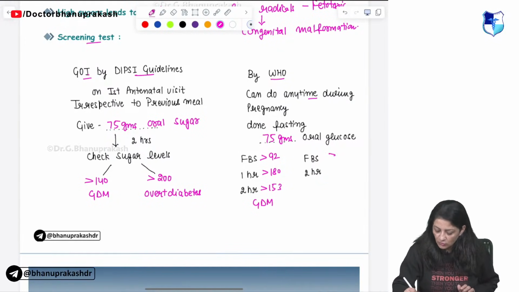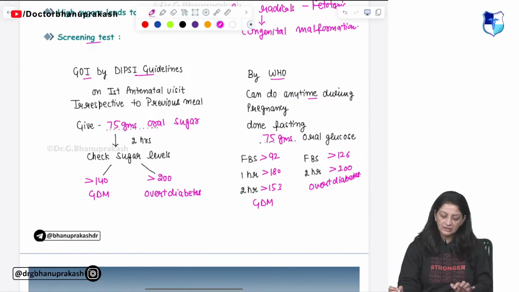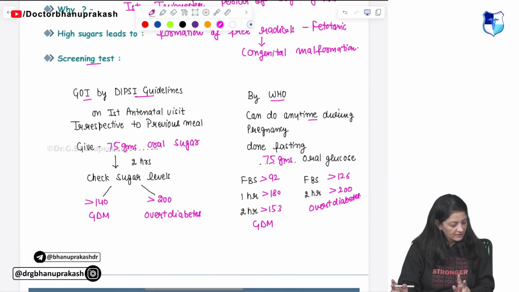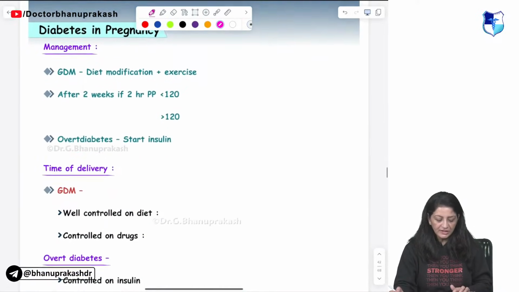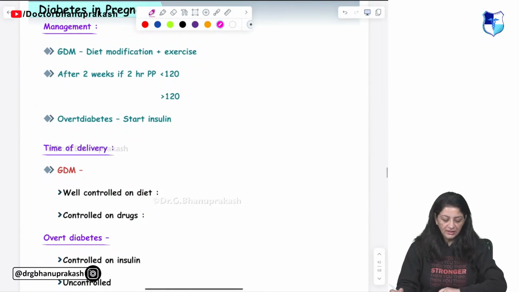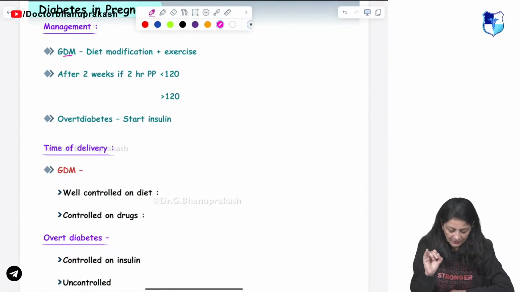If the fasting is more than 126 and 2 hours is more than 200, it means this is a case of overt diabetes. Clear? Screening, 2 tests are important. Okay. Now, management. GDM management is diet modification and exercise.